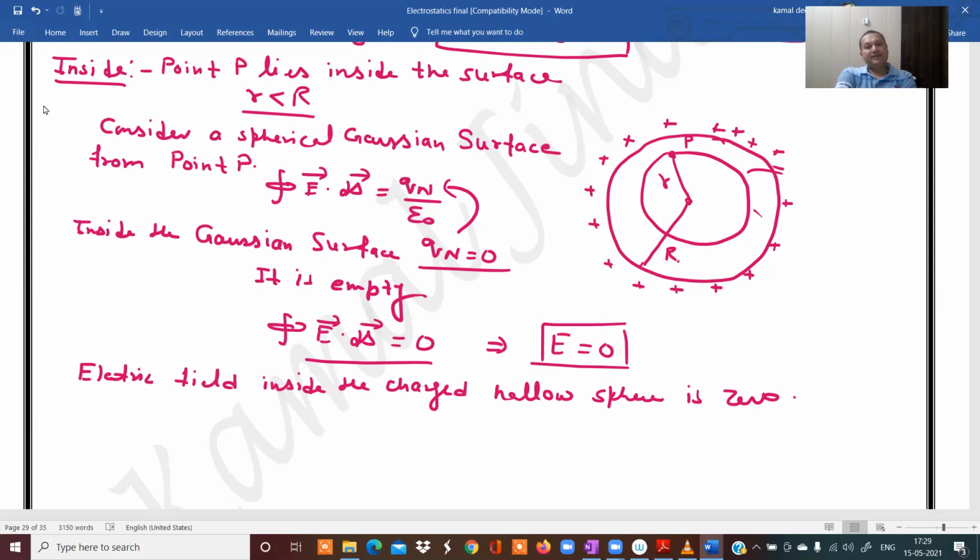There is nothing complex inside it. Inside it, no charge is there. You can see inside the Gaussian surface there is no charge. Each charge, the whole charge, is existing outside the Gaussian surface. So inside it, charge is 0. So I can say over here, no charge, no electric field.